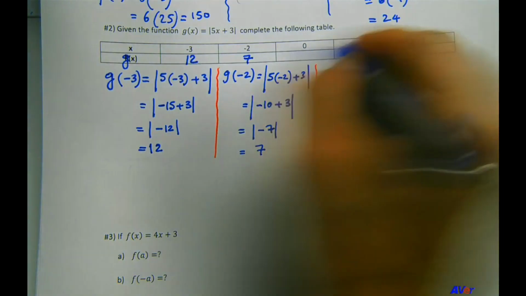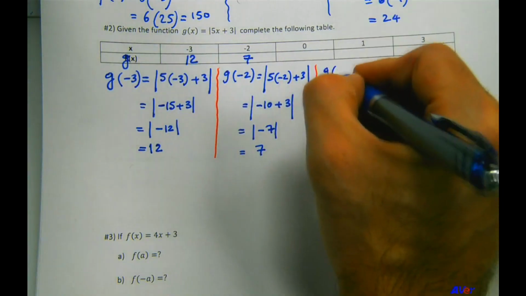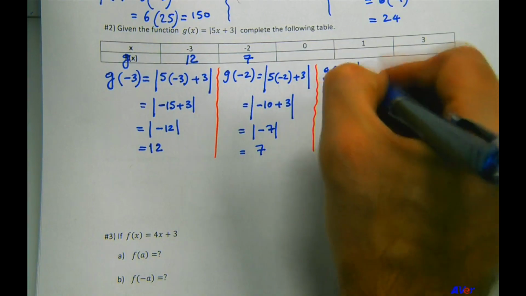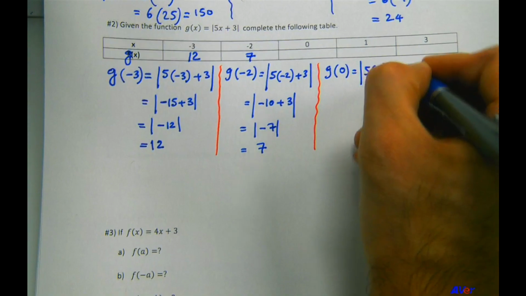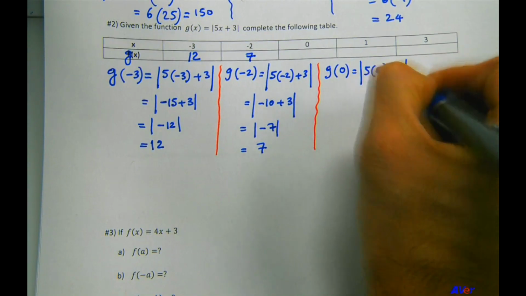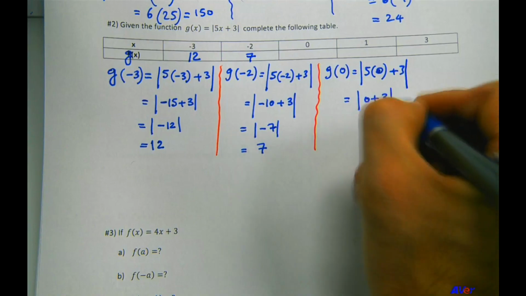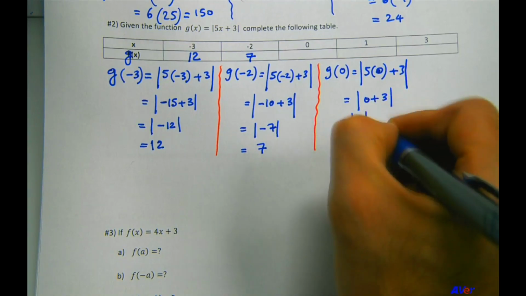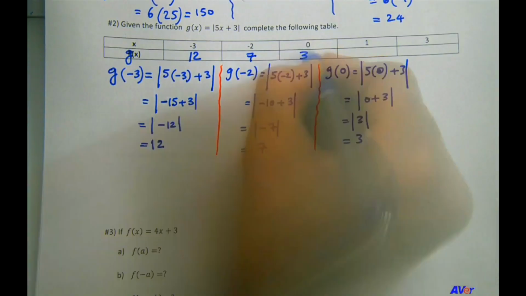So, in function g, we substitute for x with 0. 5 times 0 plus 3. So that'll be 0 plus 3. Or absolute value of 3, which is 3. And that 3 ends up here.